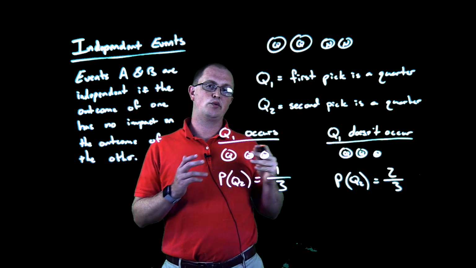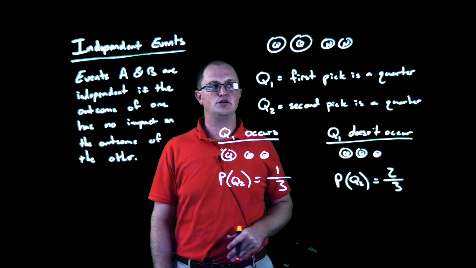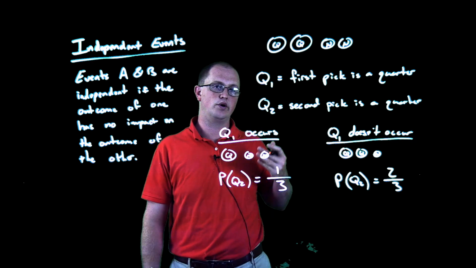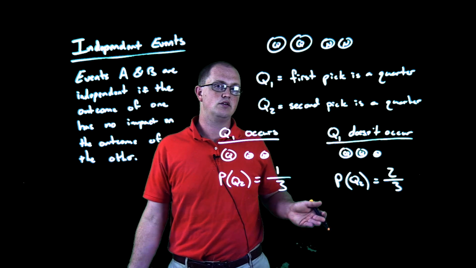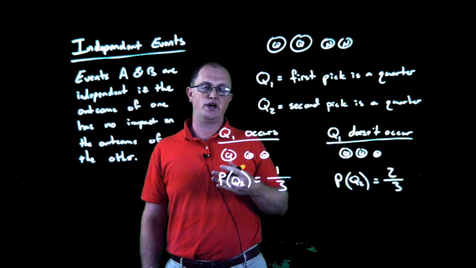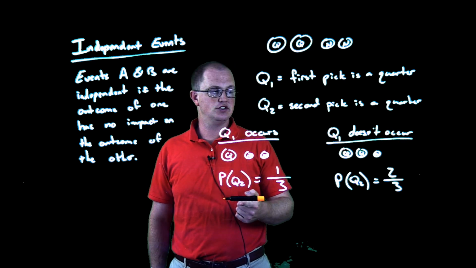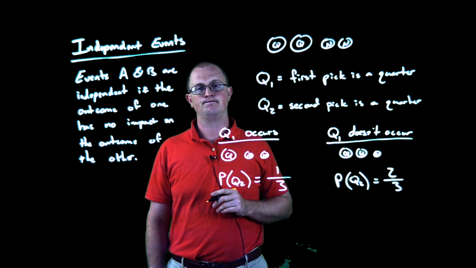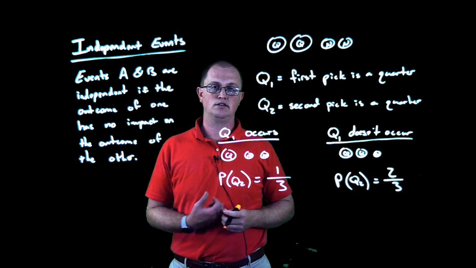And so in the case whenever we replaced the coin, the outcome of Q2 doesn't change depending on whether we first draw a quarter or a nickel because we put it back. And we still had 4 coins, 2 quarters, 2 nickels, regardless of the first outcome. But in the situation where we don't put the coin back, what occurred with Q1 changes the probability of Q2. And this is the definition of what it means to be not independent.